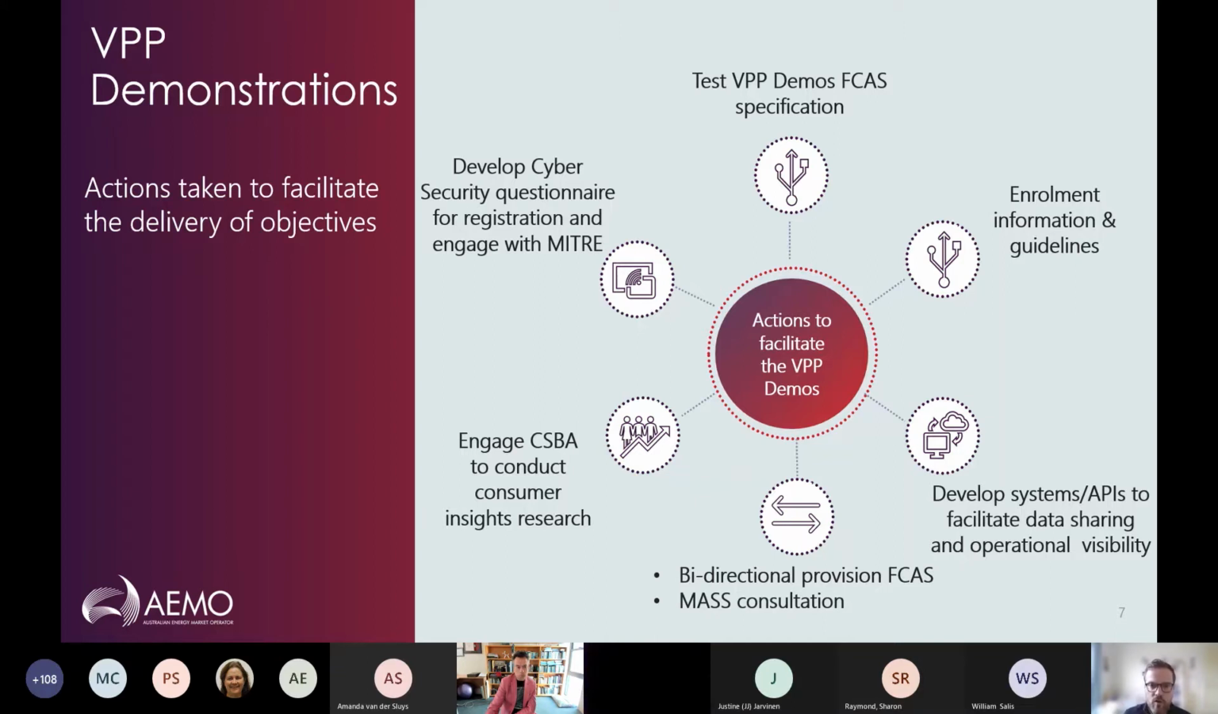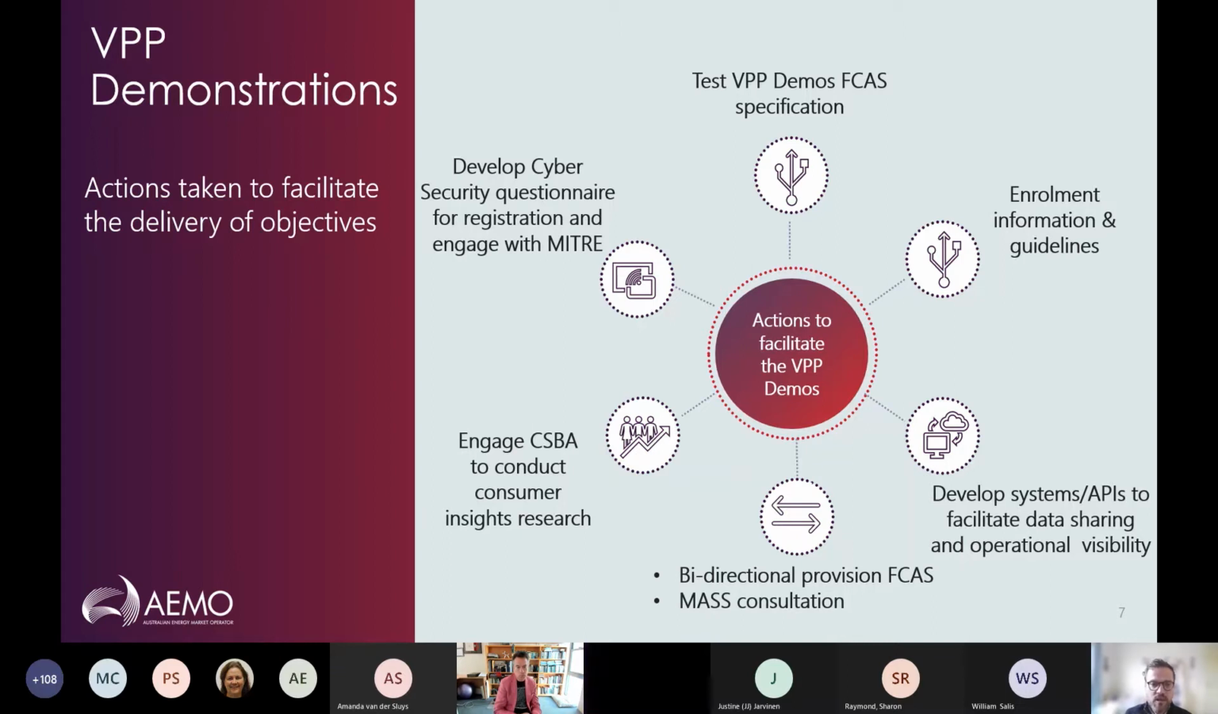We also developed a whole load of enrolment information and guidelines. So we had to develop a new enrolment form, an enrolment guideline to help participating VPPs navigate that form and develop all the necessary information. We developed a whole load of API guidelines to help participating VPPs develop the APIs or integrate with the APIs in order to share data. We also had to develop those APIs on our end in order to facilitate the data sharing component of the VPP demos. We had a specific data specification that outlined all of the data that was required from the participants.